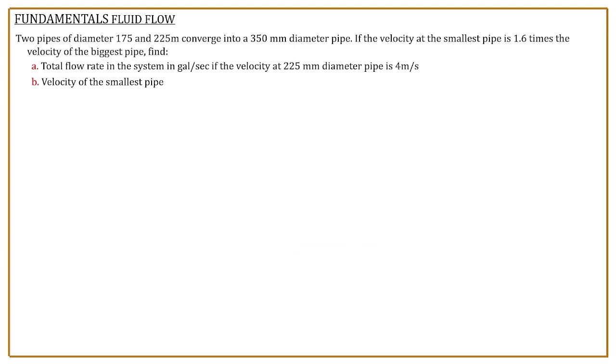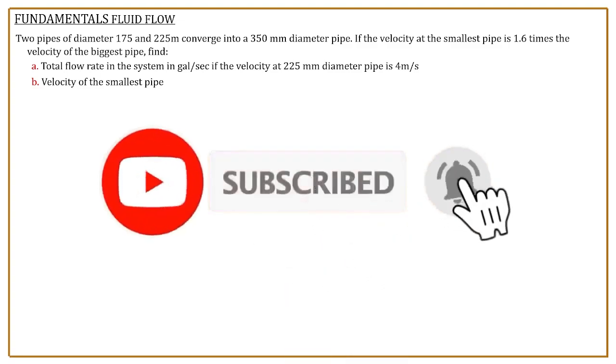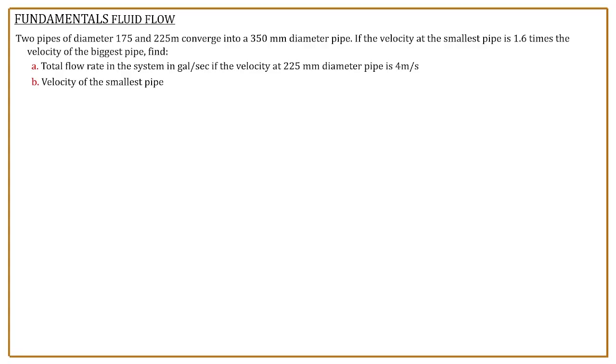Next problem: two pipes of diameter 175 and 225 millimeter, class. This is millimeter, not meter. Converge into a 350 millimeter diameter pipe. If the velocity at the smallest pipe is 1.6 times the velocity of the biggest pipe, find A, the total flow rate in the system in gallons per second if the velocity at 225 millimeter diameter pipe is 4 meter per second. Letter B, velocity of the smallest pipe.